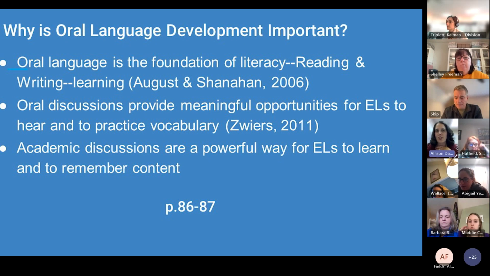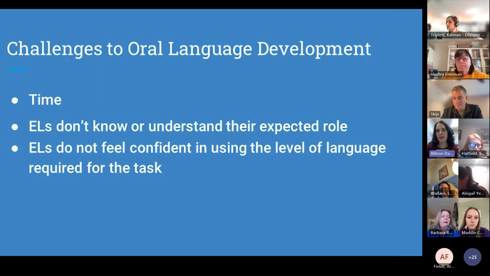Oral language is the foundation of literacy learning, reading and writing. The first part of the book talked about why that was so important. Oral discussions provide meaningful opportunities for ELs to hear and practice vocabulary. And then academic discussions are a powerful way for ELs to learn and to remember content. So those are all things we want for our students, right? We want them to learn lots of vocabulary and to have multiple chances to learn and remember the content standards that we are trying for them.